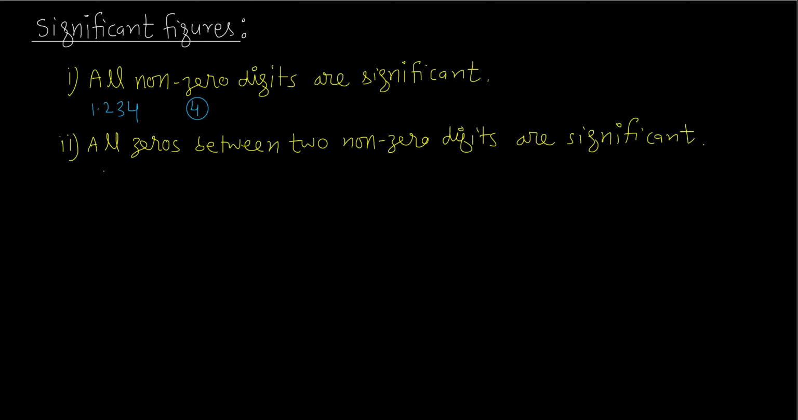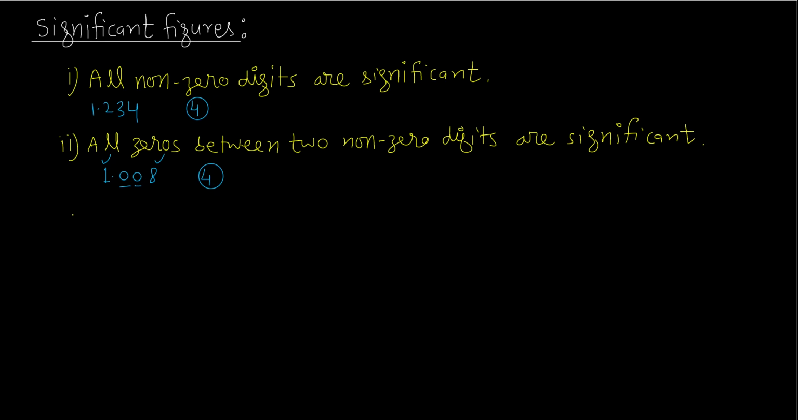An example for this is 1.008. So this is the number. How many significant figures are there? 4 again, because 1 and 8 are non-zero digits, so by rule number 1 they are significant, and these two zeros which are lying between two non-zero digits will also be treated as significant. So the total number of significant digits in 1.008 is 4.